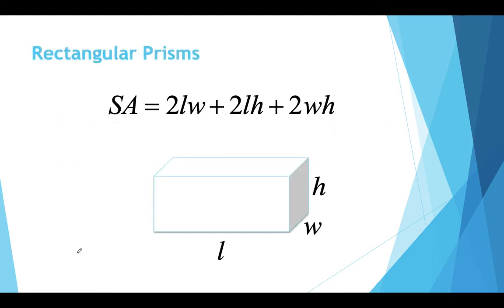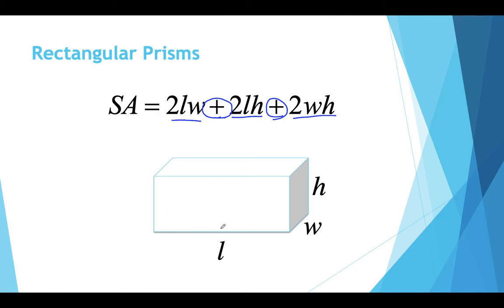Okay, so let's start with rectangular prisms. The formula to find the surface area of a rectangular prism is 2 times length times width, plus 2 times length times height, plus 2 times width times height. So let me show you how this formula works.